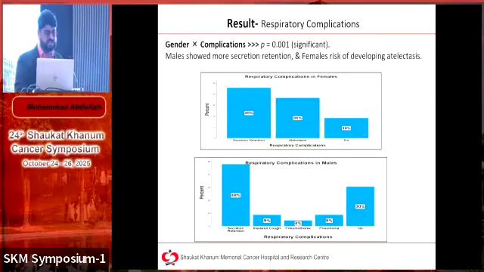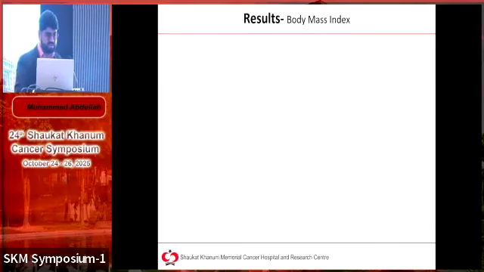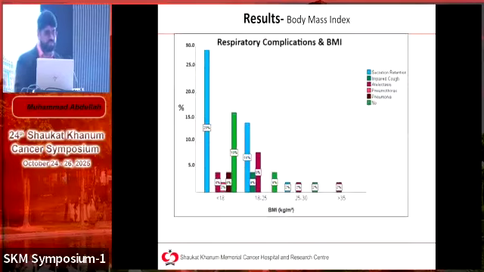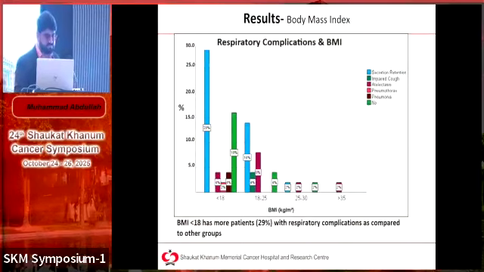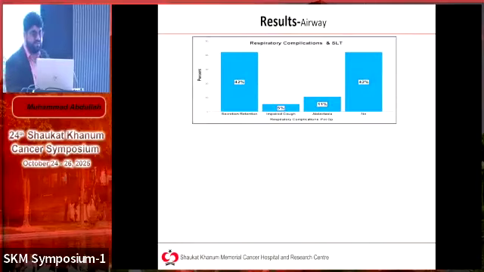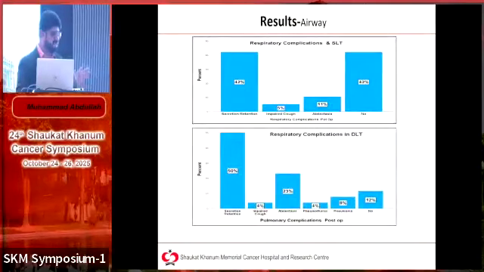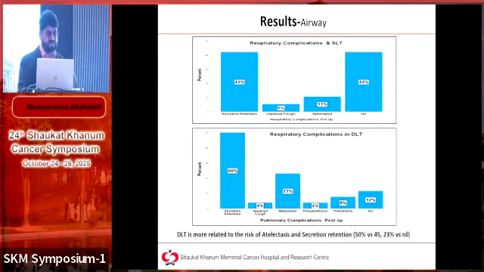So gender is associated with complications. Looking at another parameter, body mass index, the group with BMI less than 18 has more prominent pulmonary respiratory complications. Regarding the airway, during anesthesia they use either a double lumen tube or a single lumen tube, and the double lumen tube has more complications than the single lumen tube. So gender, BMI, and airway are risk factors.